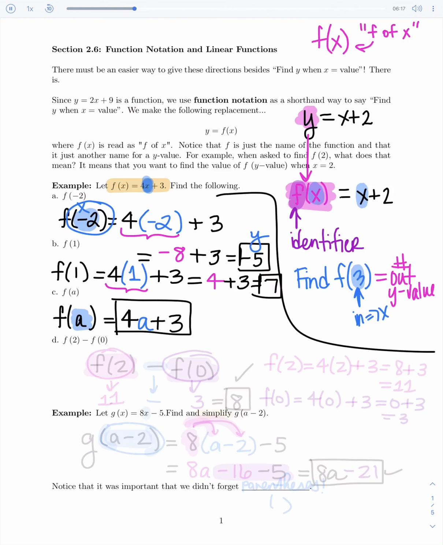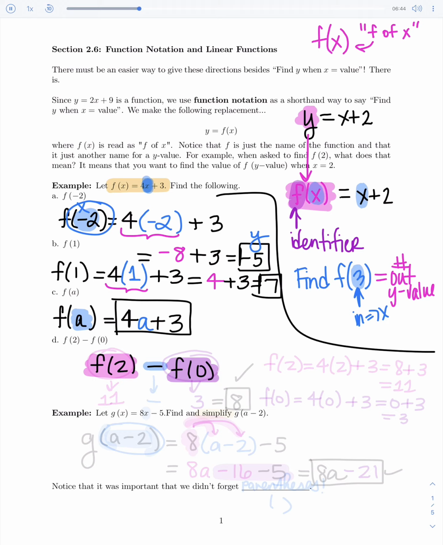Last one. D, we've got f of 2 minus f of 0. So one thing at a time. Let's take a look at what f of 2 is first. Then we'll figure out what f of 0 is separately. And then we'll worry about subtracting whatever we get at the end. Trying to deal with the whole thing all at once will not work.